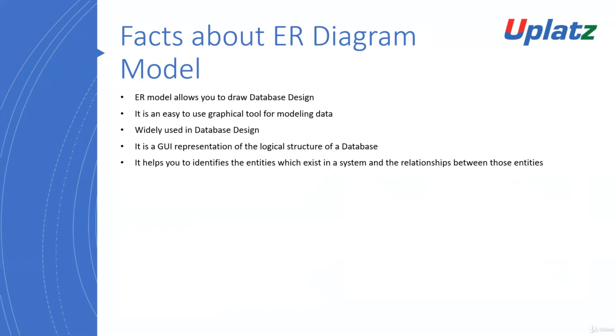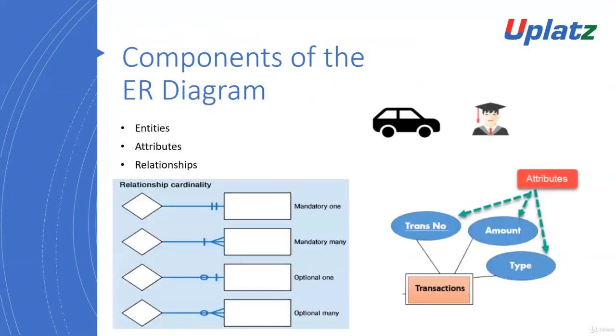It helps you to identify the entities which exist in a system and the relationships between those entities. So every time I want to find out the relation between two different tables, I don't have to see and check the data individually. For that, I can just come back to the ER model, refer to the relationship between them, and I can go ahead and write my queries. This saves time. This is why the ER model is required.